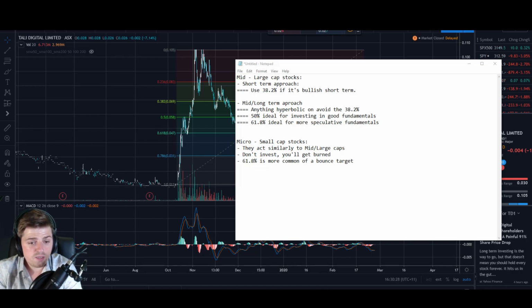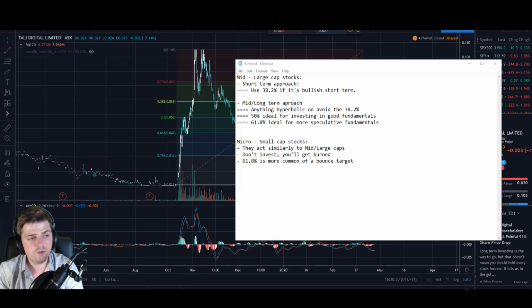Or 61.8% is used if a stock announcement is not very clear. They bring out some sort of announcement like a deal with another company, but they don't release the financials. So there's some speculation to what the value is for that announcement. Then yeah, you're going to hit 61.8% more likely. So those are your sort of mid to long-term targets and how to interpret the bouncing targets from the Fibonacci level.